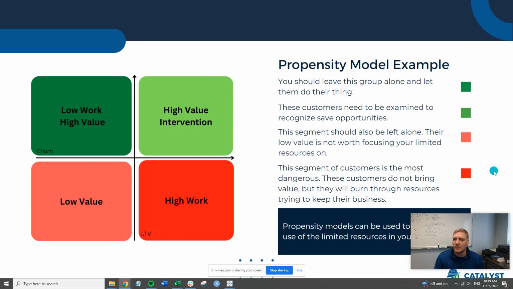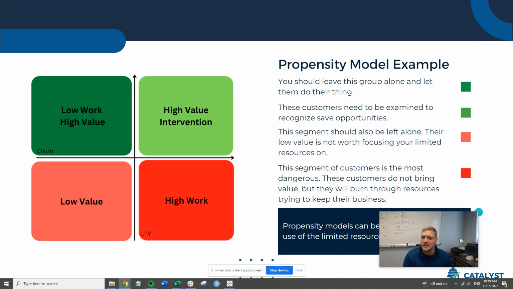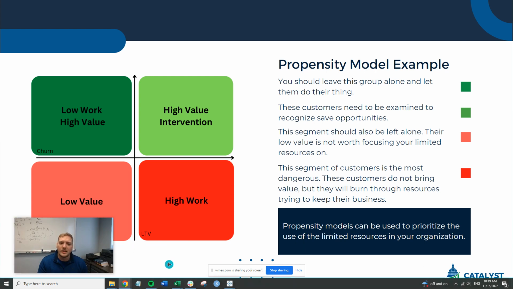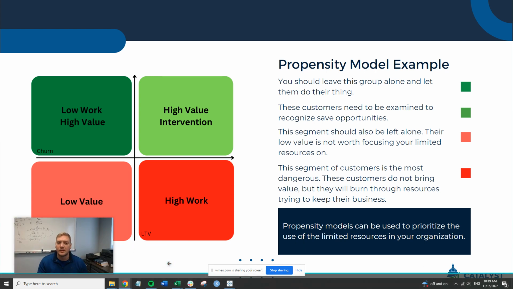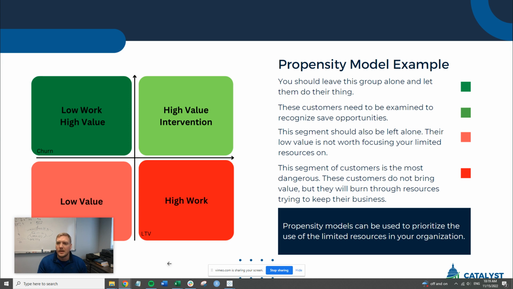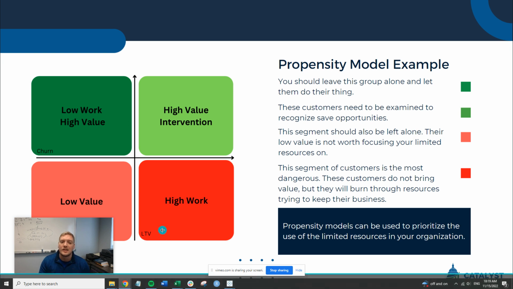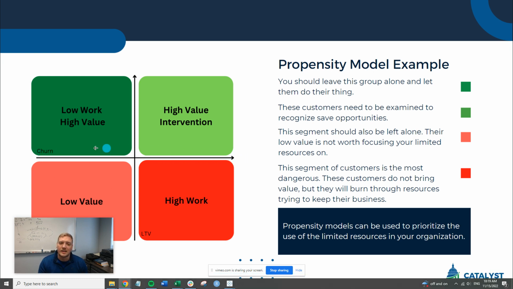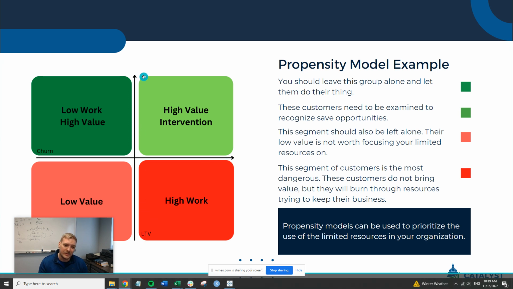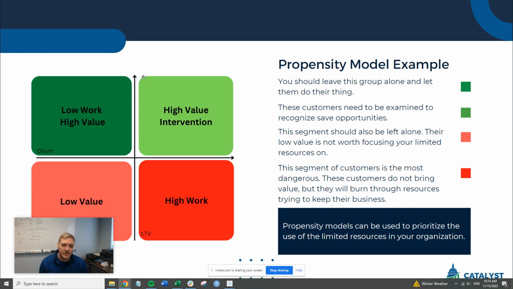So the next thing we're going to go over is just an example of incorporating these propensity models into your organization's framework. A popular way to do this would be using a quadrant segmentation strategy using LTV and churn. So if you look at the picture over here, we have churn on this x-axis, LTV on this y-axis. As you go to the right on the churn axis, that's higher likelihood to churn. As you move up the y-axis on LTV, that's higher value customers.